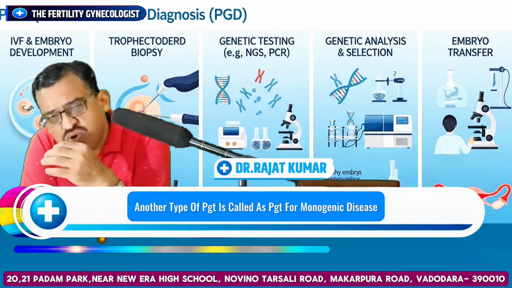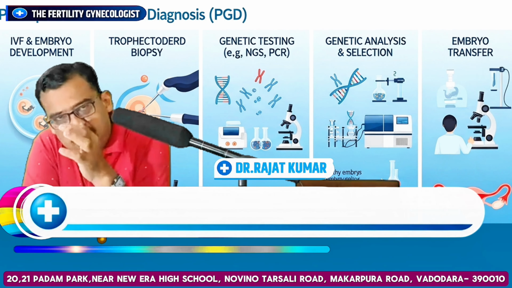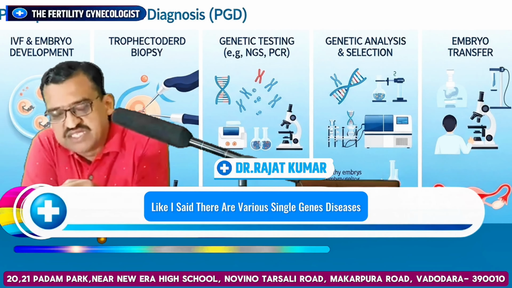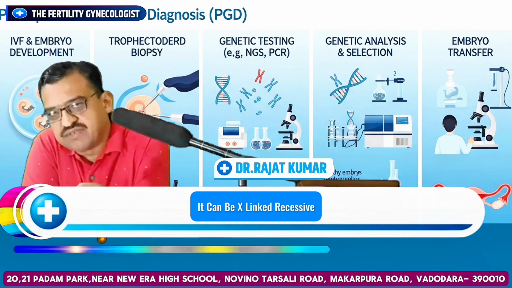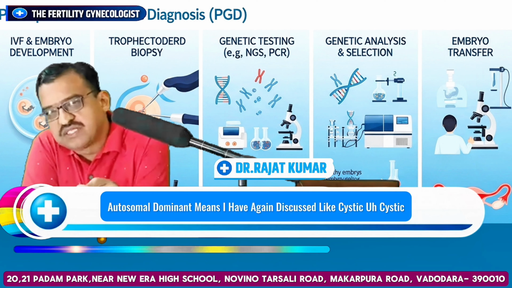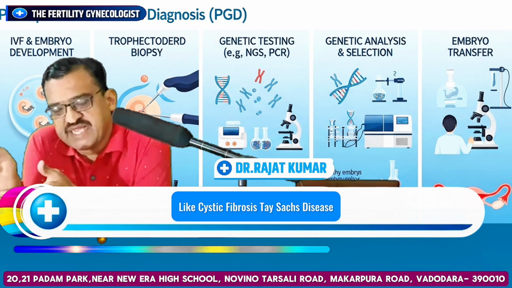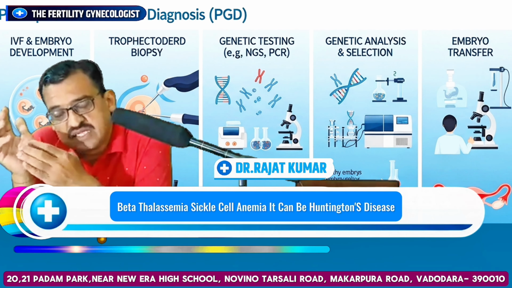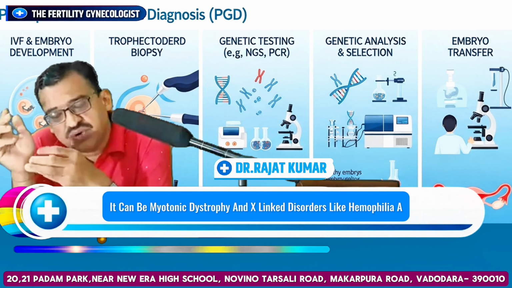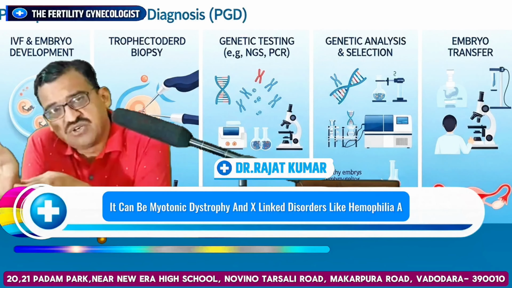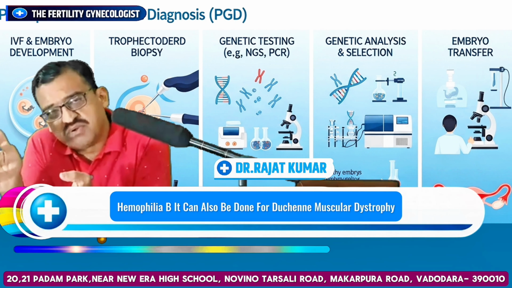Another type of PGT is PGT for monogenic disease, that is, single gene disorders. Like I said, there are various single gene diseases. It can be autosomal dominant, autosomal recessive, or X-linked recessive. As I have discussed, these include cystic fibrosis, Tay-Sachs disease, beta thalassemia, sickle cell anemia, Huntington's disease, myotonic dystrophy, and X-linked disorders like hemophilia A and hemophilia B. It can also be done for Duchenne muscular dystrophy.